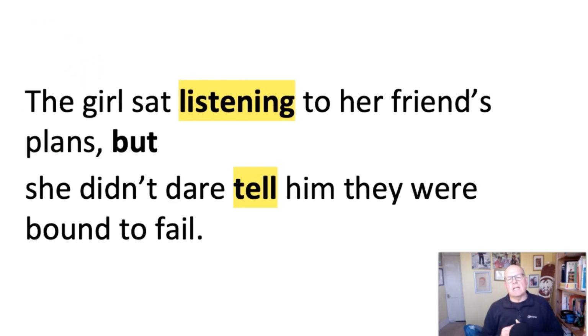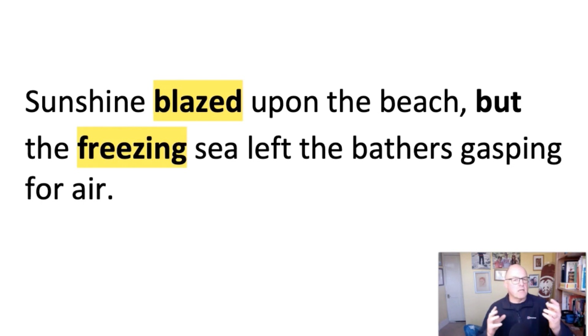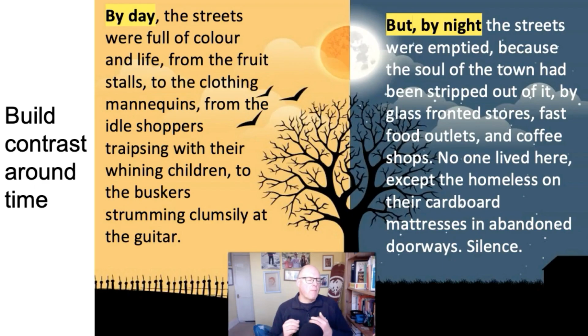The girl sat listening to her friend's plans, but she didn't dare tell him they were bound to fail. Again, you can see how the verbs are contrasted by being near opposites, just as they were with blazed and freezing. Let's now combine these two ideas of the but contrast and the contrast of opposites.